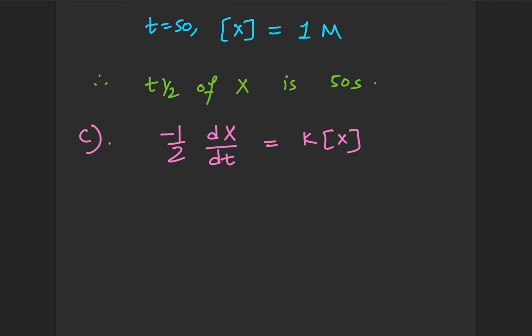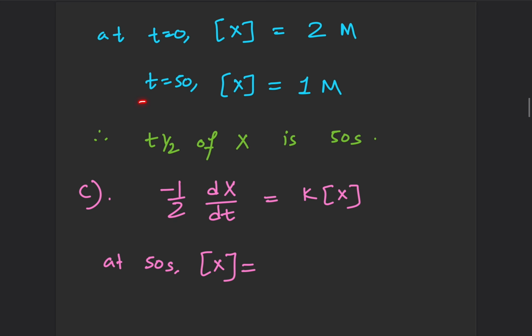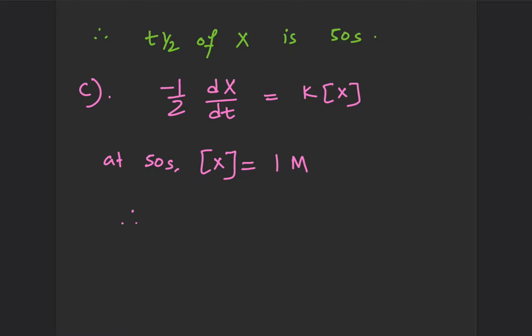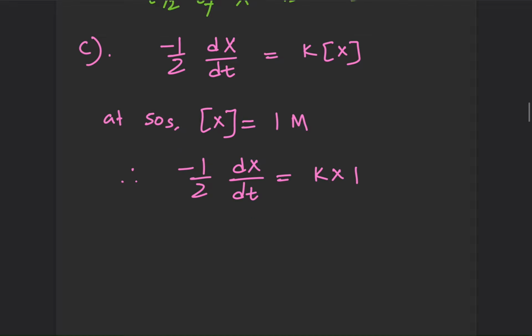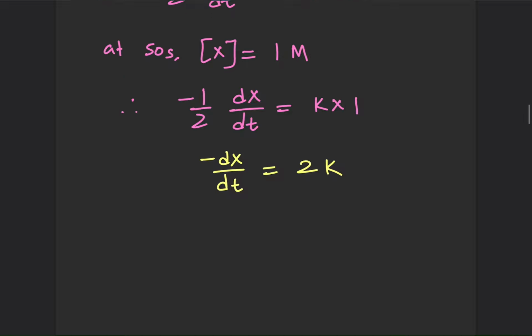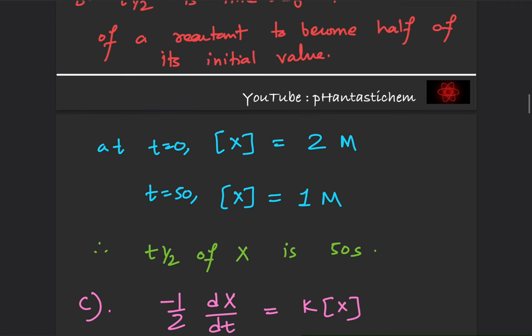So they are asking us the value of minus dx by dt at 50 second. At 50 second, concentration of X is 1 molar. We found it out, right? Because it's the t half. So X will be 1 molar, right? So therefore, we can write minus 1 by 2 dx by dt will be equal to k into 1. And therefore we can write minus dx by dt will be equal to 2 into k, right?